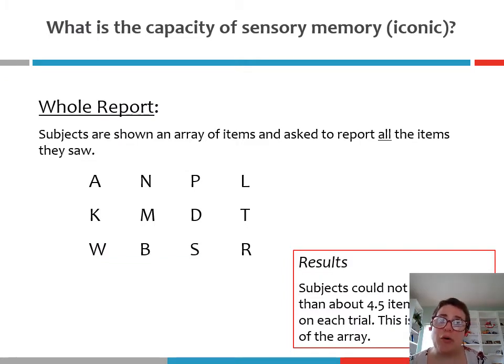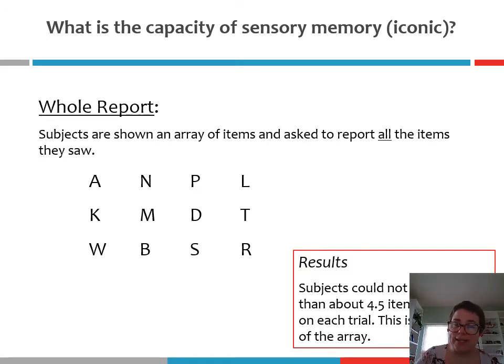Okay, so iconic sensory memory had been discussed for many, many years, but the first person to actually formally research iconic sensory memory was George Sperling, and he conducted his first experiments on iconic sensory memory in 1960. Essentially what he was trying to establish is the capacity of sensory memory, or how much information we can hold in our sensory memory.